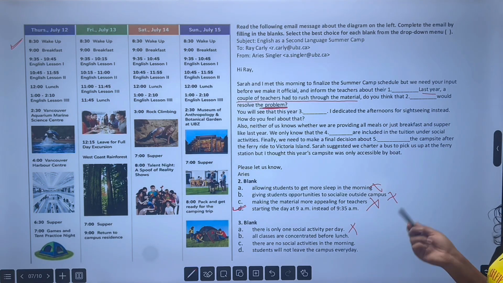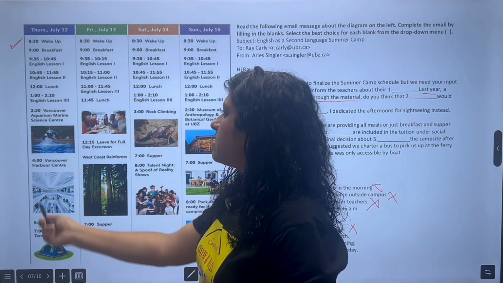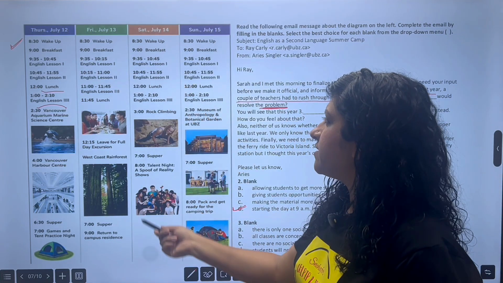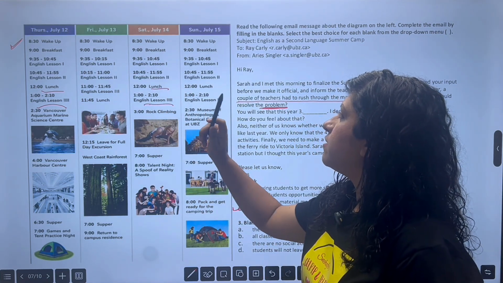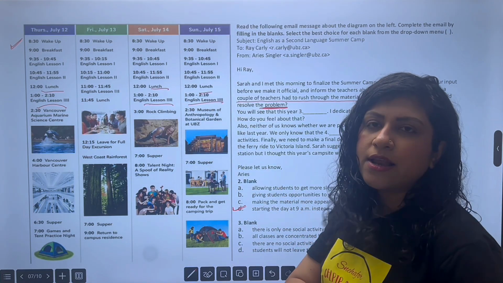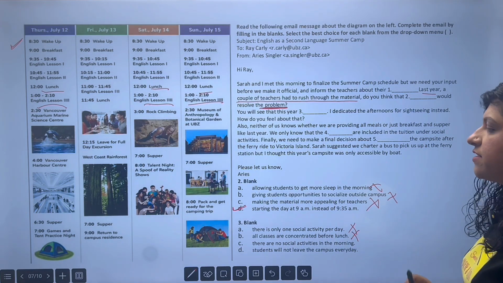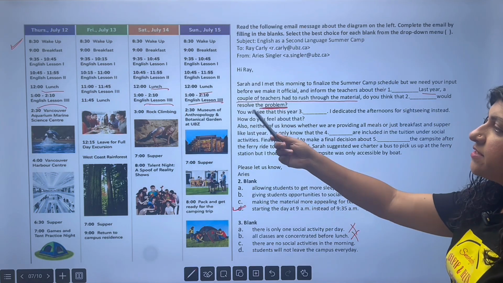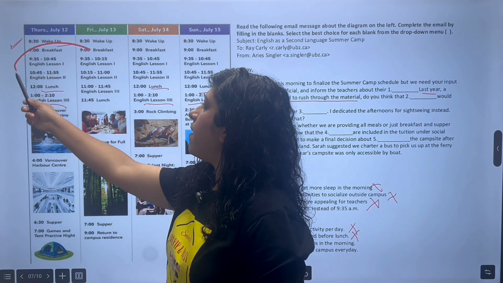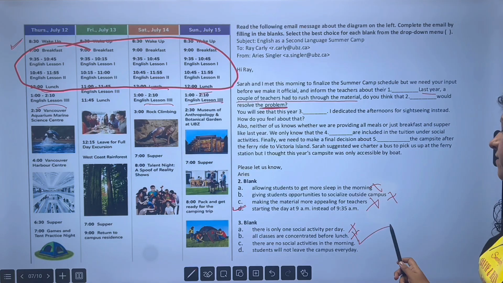All classes are concentrated before lunch. So do you think all the classes are before lunch? Again, no. Look at this Thursday. This is lunch and there is a class after lunch. Look at this. On Saturday, there is lunch and then there is a class after lunch. Again on Sunday, this is lunch and a class after lunch. So not all classes are concentrated before lunch. There are no social activities in the morning. No social activities in the morning, definitely, because mornings are all about subjects, that is English lesson. So this is the correct thing.